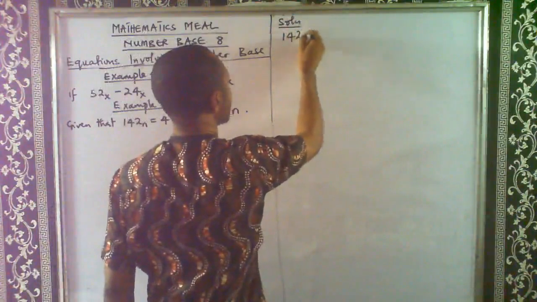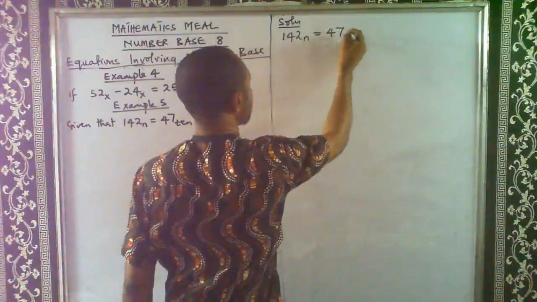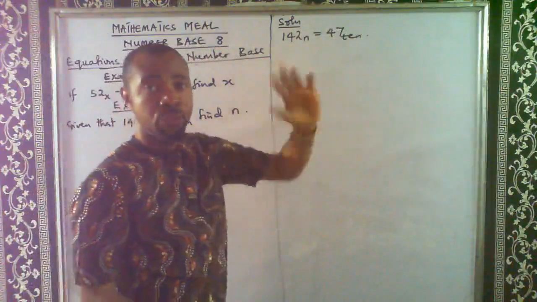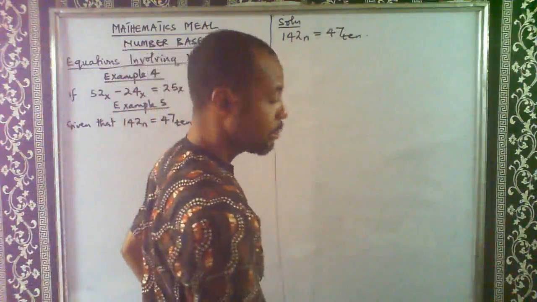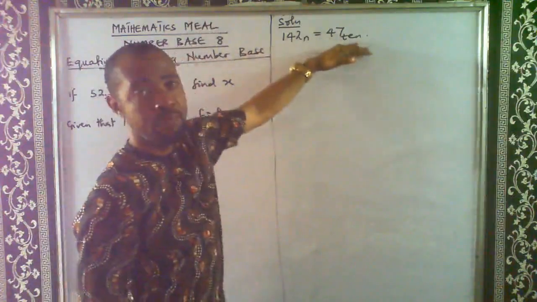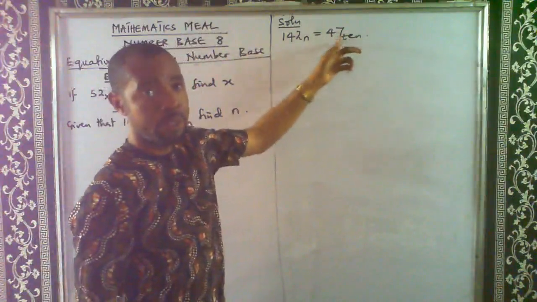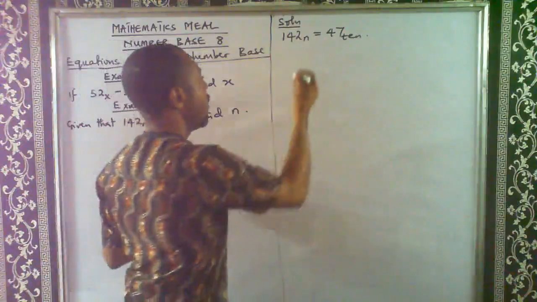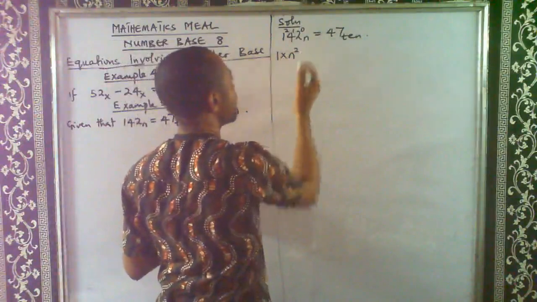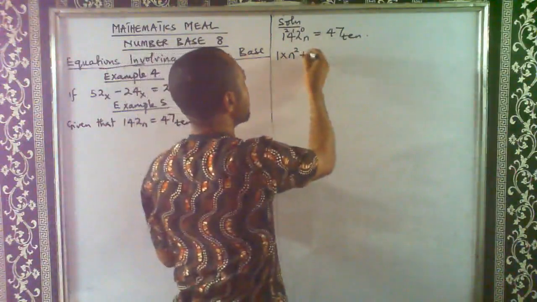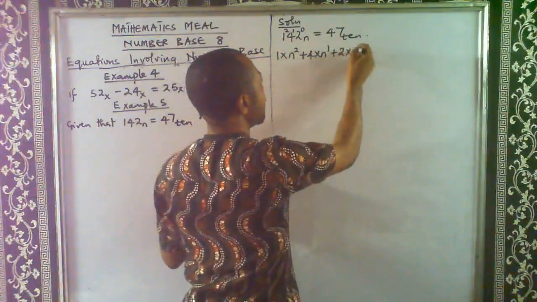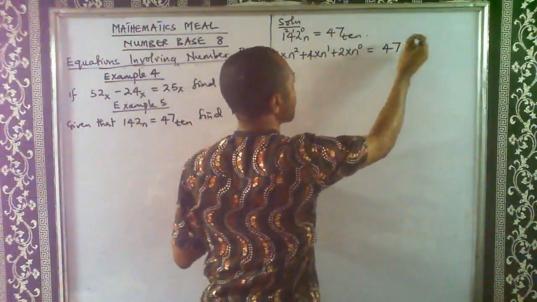We have 142 base n is 47 in base 10. Okay, this is already in base 10, so we don't have a problem handling that. So we have taken note of this. Express both sides in base 10. This is untouchable because it's in base 10 already, so we touch this one. Our normal method 0, 1, 2. So 1 times n raised to power 2 plus 4 times n raised to power 1 plus 2 times n raised to power 0 equals 47.